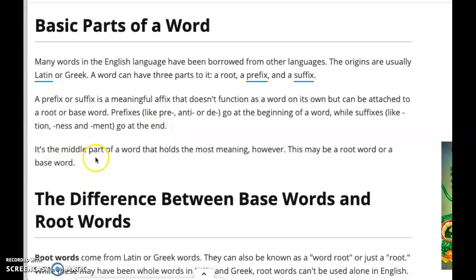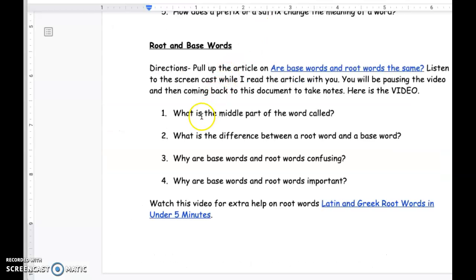It's the middle part of a word that holds the most meaning, however. This may be a root word or a base word. Pause your video now to go back and answer question number 1. All right, let's look at question number 2.